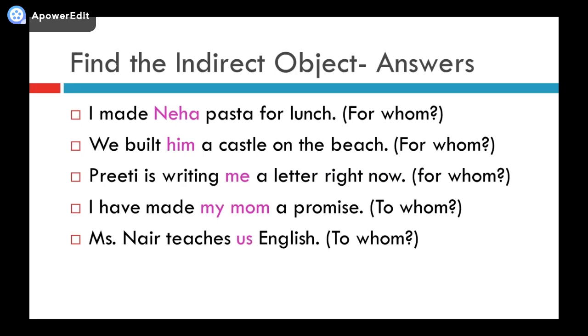Miss Nair becomes your subject. Teaches becomes your verb. Teaches what? English is your direct object. And us is your indirect object, right? So, if you observe in each of these sentences, you are finding the indirect object exactly between your verb and your direct object. Understanding? Okay.